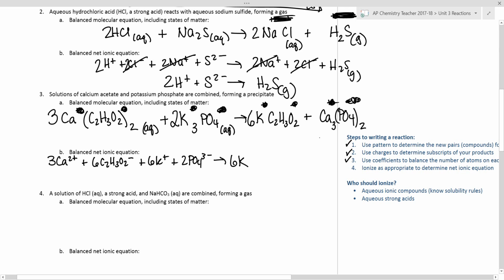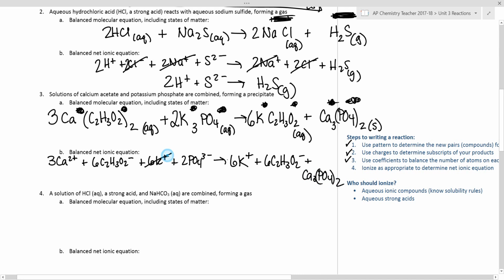I just realized I skipped a step. I should have figured out my states of matter. So this is an alkali metal compound, so this is aq. Calcium phosphate is not on my list of things that are soluble, so I'm going to assume that it's insoluble. So my alkali metal compound is going to dissociate, making 6 potassium ions, 6 acetate ions. And then my solid is going to stay stuck together.